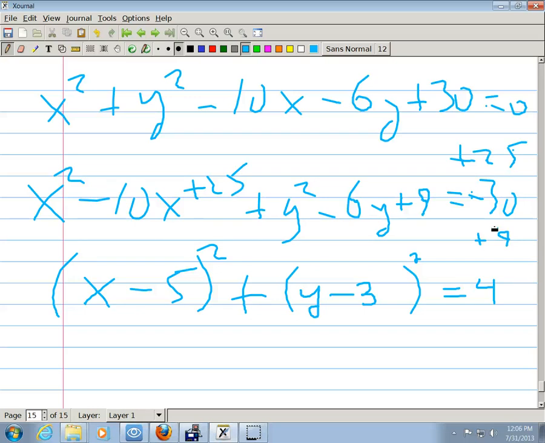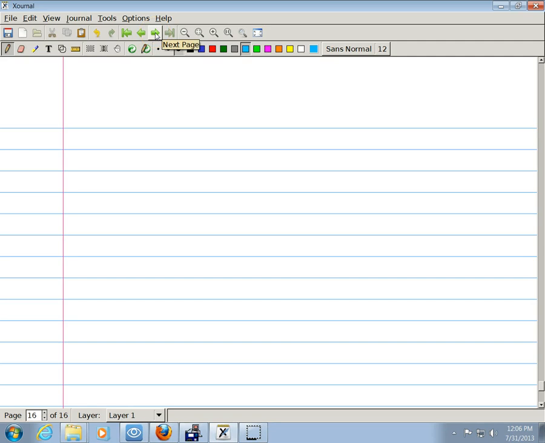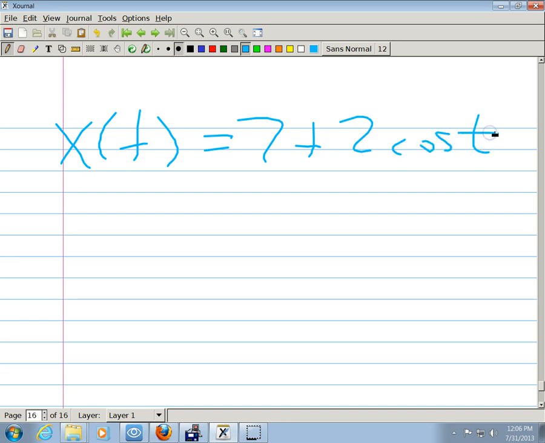All right. What if you had an ellipse? Let me show you an ellipse. Ready? This is an ellipse, parametrically. x of t is 7 plus 2 cosine t, and y of t is 4 plus 5 sine t.